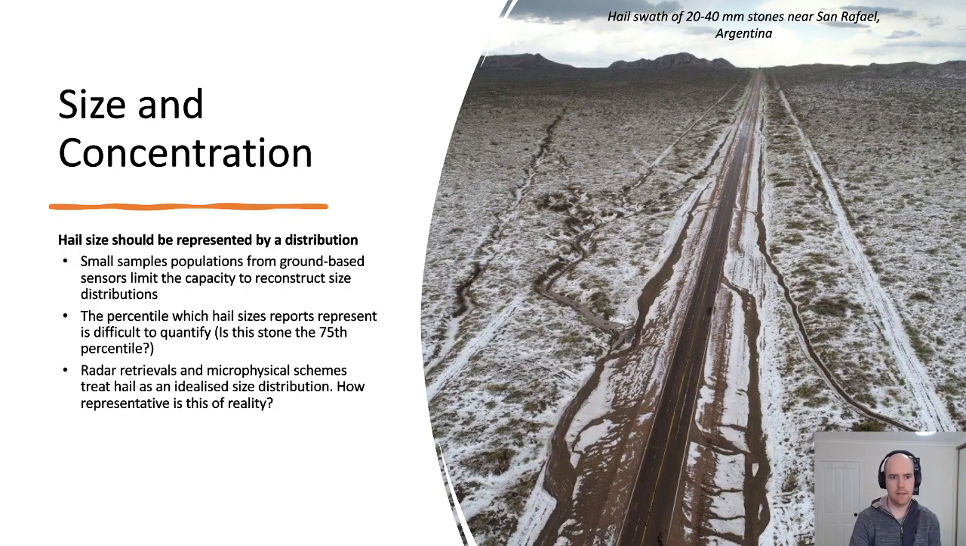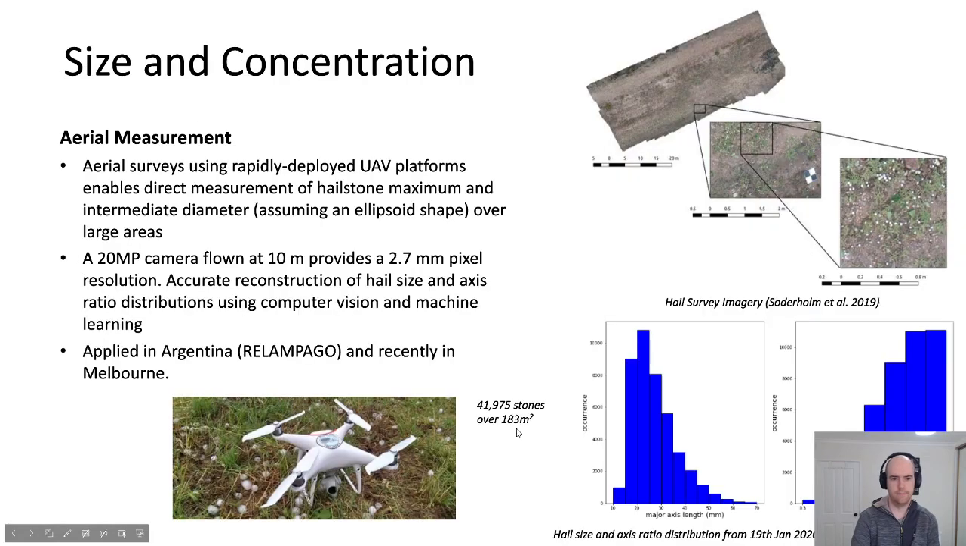Last but not least, size and concentration. We all know that hail should be represented by a distribution, and small samples of the population, such as what we can get from ground-based sensors, can sometimes limit our capacity to reconstruct the true size distribution. Reports are even more challenging, because from a single report, it's impossible to know whether a hailstone represents the 75th or 50th percentile. Radar retrievals and microphysical schemes treat hail as an idealized distribution. However, we're not really sure in some cases how representative this is of reality.